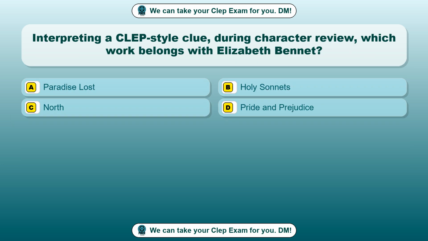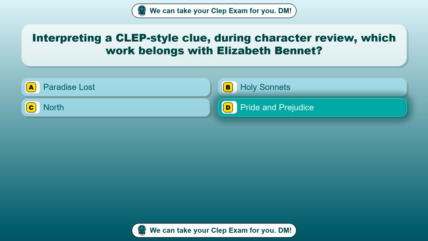Question 13. Interpreting a CLEP style clue during character review, which work belongs with Elizabeth Bennet? Option A, Paradise Lost. Option B, Holy Sonnets. Option C, North. Option D, Pride and Prejudice. The correct answer is option D, Pride and Prejudice.